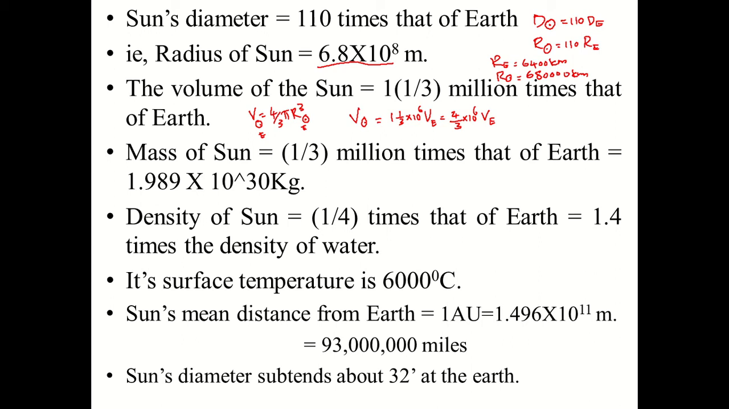If you consider the mass of the Sun, it is 1 by 3 million times the mass of Earth. The mass of Earth, that is known to you, is 5.97 into 10 raised to 24 kilograms, and the mass of the Sun is 1 by 3 million times that value, which you can easily calculate and find to be 1.989, approximately 2 into 10 raised to 30 kilograms.